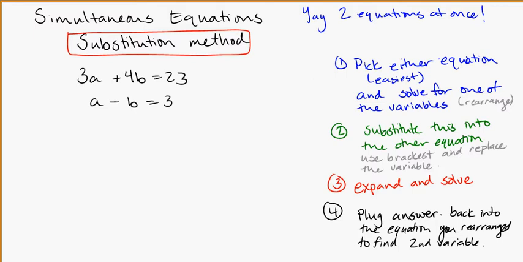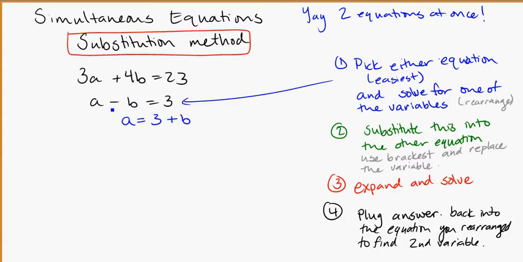So we're given two equations, 3a plus 4b equals 23, and a minus b equals 3. First step, pick either equation, usually I pick the easiest looking one, and solve for one of the variables, or rearrange it. So I might take a look at the second equation here and solve it. It doesn't matter if I rearrange it for a or b, I just want it to say something like a equals or b equals. And in this case I'm going to say a is equal to 3 plus b.